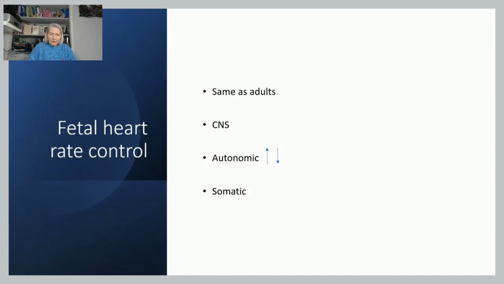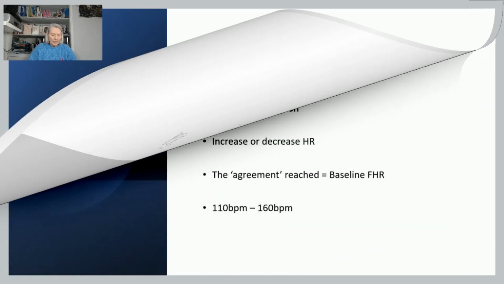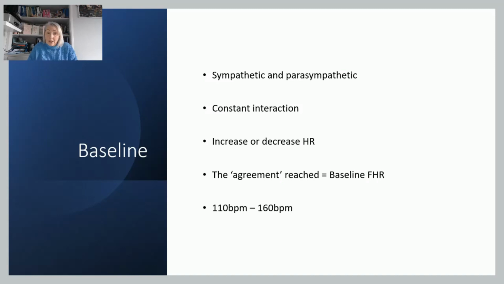And the somatic nervous system really is more around body movements, musculoskeletal activity. So looking at baseline, we've got our sympathetic and parasympathetic in constant interaction with each other, either trying to increase or decrease the heart rate. And the agreement that those two systems kind of reach is what gives us our baseline fetal heart rate. And the normal range is somewhere between 110 and 160 beats per minute.